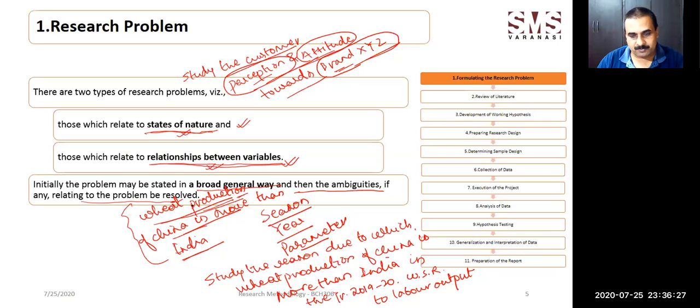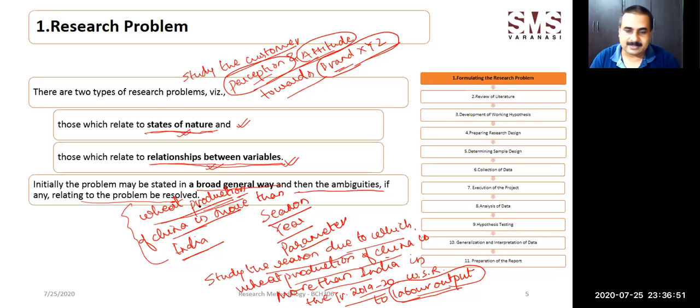This was the generic problem. Wheat production is more in China, and this is the specific problem. A study of the region due to which wheat production of China is more than India in the year. We have already specified the year, and with respect to labor output, means 1 unit of labor produces how much. So we are going to compare on the basis of labor output. So we have made the generic research problem into the specific research problem. So we are going to justify this statement. We usually have written the problem in a broader and general way, and then we have converted it into a specific problem. So I think this statement must be clear to you.